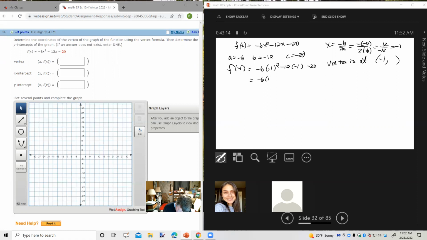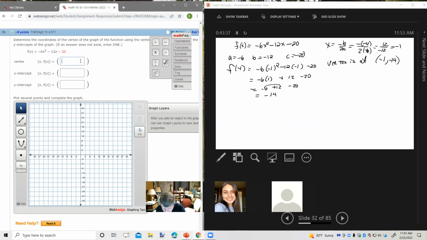Which is negative 6 times 1 plus 12 minus 20, negative 6 plus 12 minus 20, which is what? Negative 14. Negative 6 plus 12 is 6, minus 20, yeah, negative 14. Okay? So the vertex is at negative 1 comma negative 14. Any questions there? All right. To find the x-intercepts, we'll set y equal to 0.